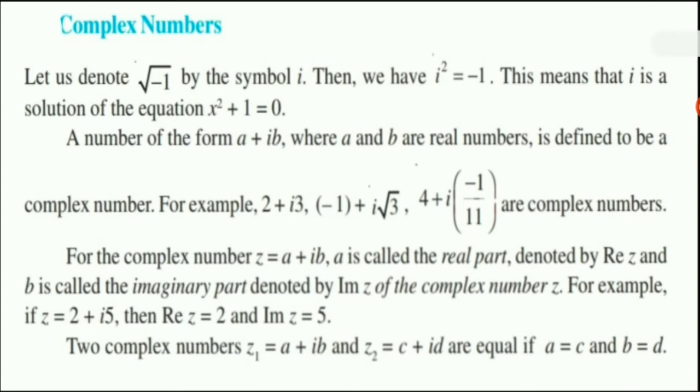So Re z1 means a, and Re z2 means c. So a equals c. Again Im z1 equals ib, and Im z2 means id. So ib equals id, I cancel, so b equals d. Clear? So if two complex numbers are equal, then real part equals real part and imaginary part equals imaginary part. Is it clear?